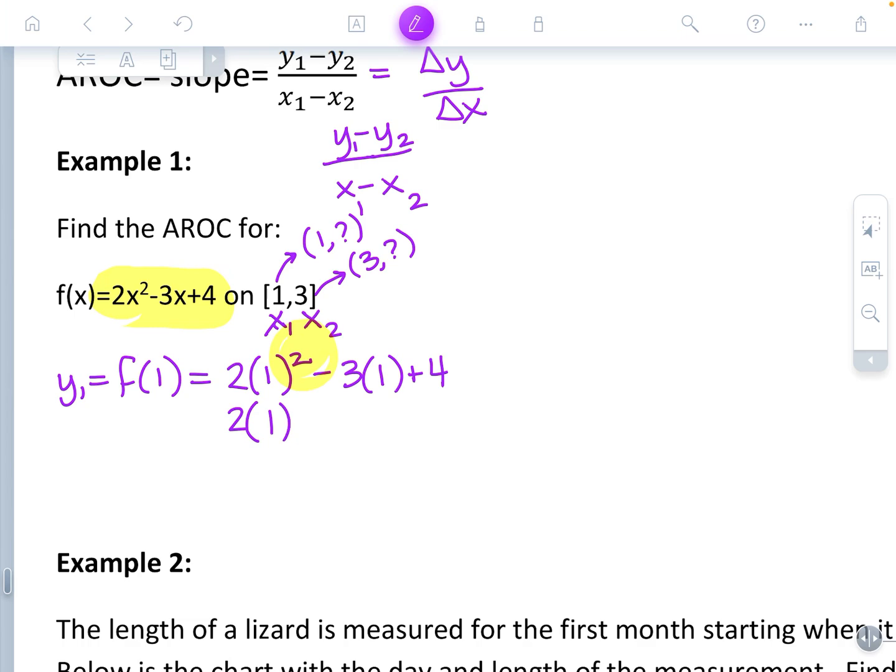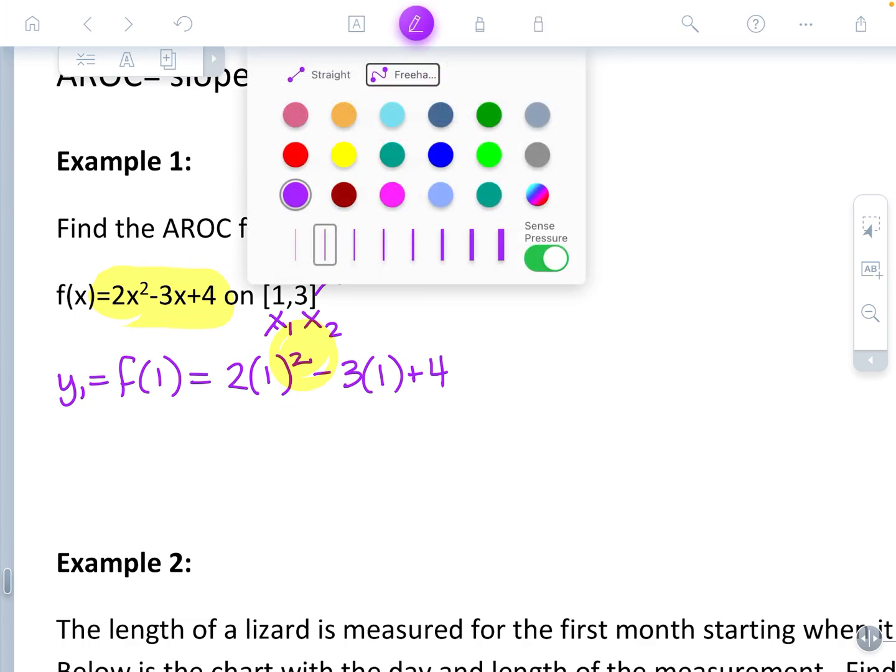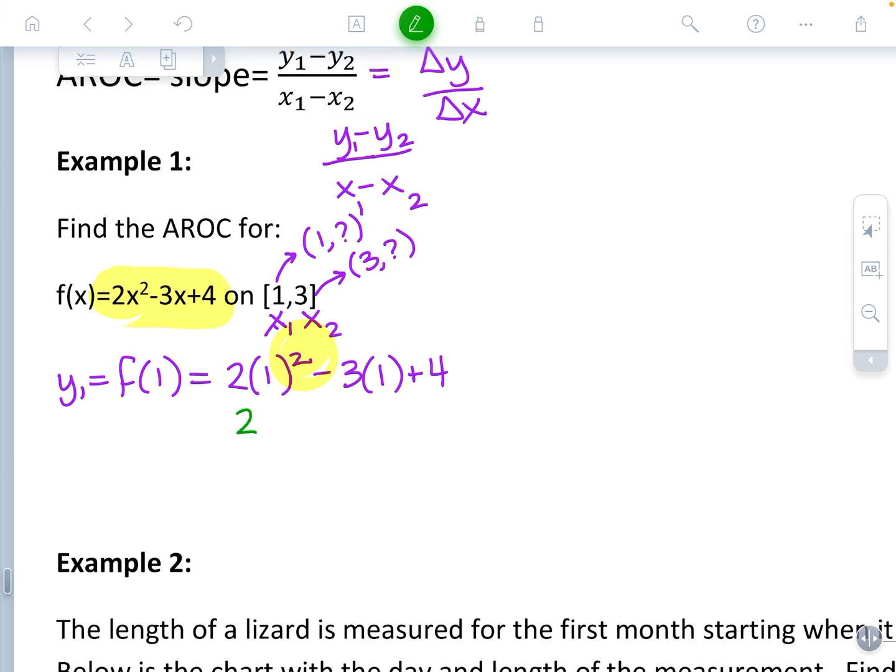I actually want to change ink so you know I'm evaluating. So I'm going to change to a different color. We'll do green. So this is 2 times 1 minus 3 times 1 plus 4. So that's going to end up being 2 minus 3 plus 4, which equals 2 minus 3 is negative 1, plus 4 is positive 3. Okay, so our first y1 equals 3.